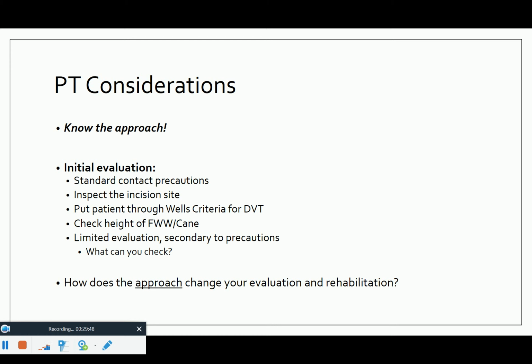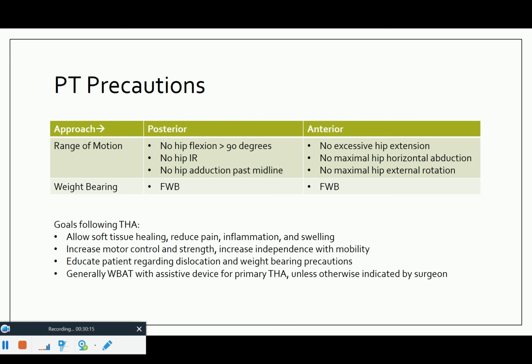But I want you to think to yourself, what can you check? You guys have been through evaluations of almost all of the body now. I want you to think about if a patient came in that was very restricted in their range of motion, what other things could you check, not violating those postoperative precautions? So again, how does this approach, or the approach that they have, change your evaluation and rehabilitation, especially early on? So another table here, we're going to look at the approach, whether it's posterior or anterior, and this gives you a nice diagram of what your precautions are.